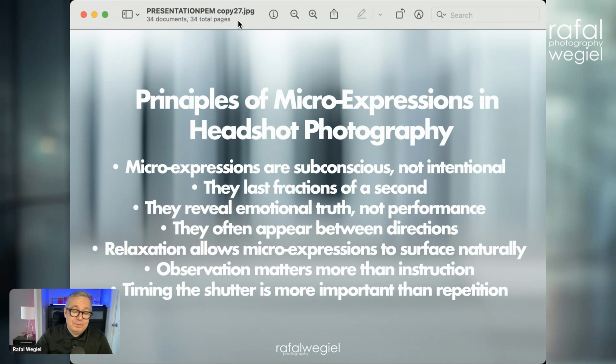And that comes from the trust. So again, we're coming back to the roots. Building the trust is one of the most important elements of the headshot session. The same with facial expressions, they appear between directions, so you have to pay attention to what is happening.